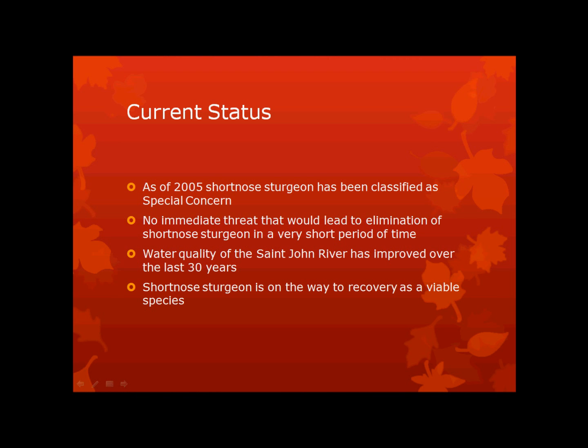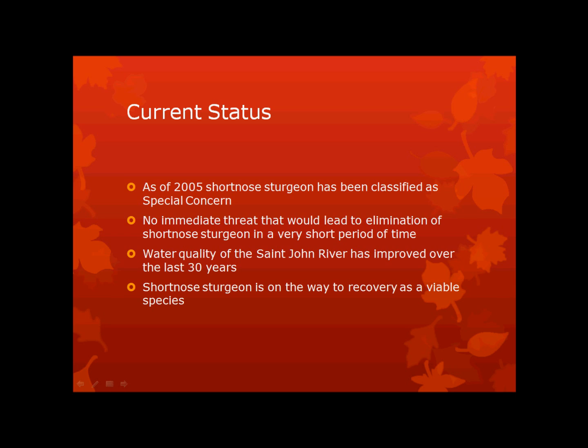It has been stated there is no imminent threat that would lead to elimination of the population in a very short period of time. In general, water quality of the St. John River has improved over the last 30 years due to investments in water treatment by the industries and municipalities along its banks. Legislation has also helped to protect the short-nosed sturgeon population.